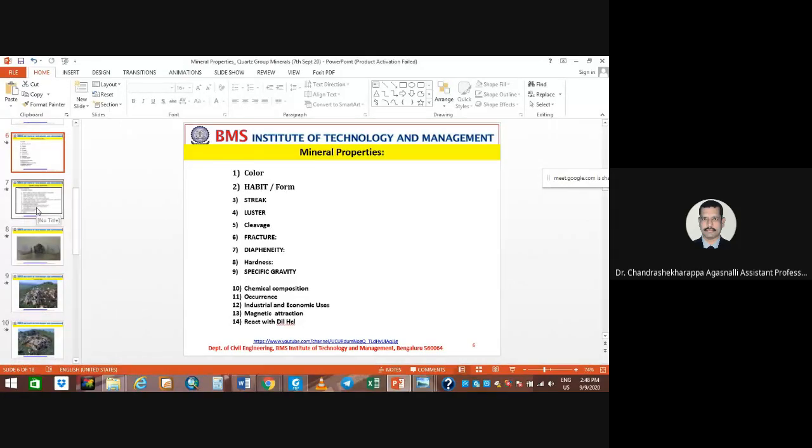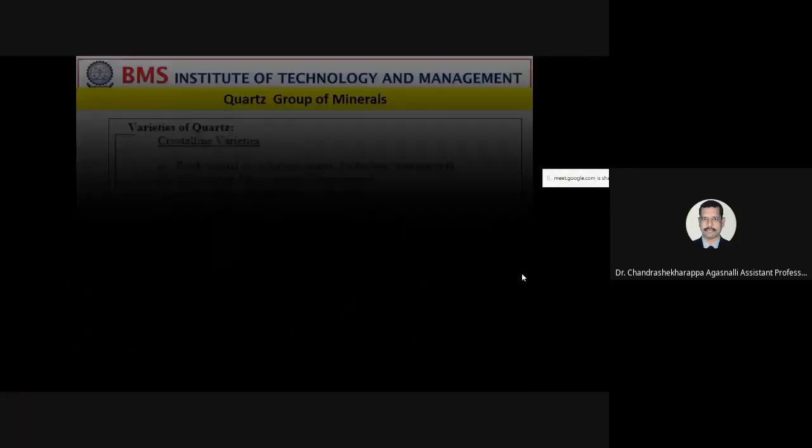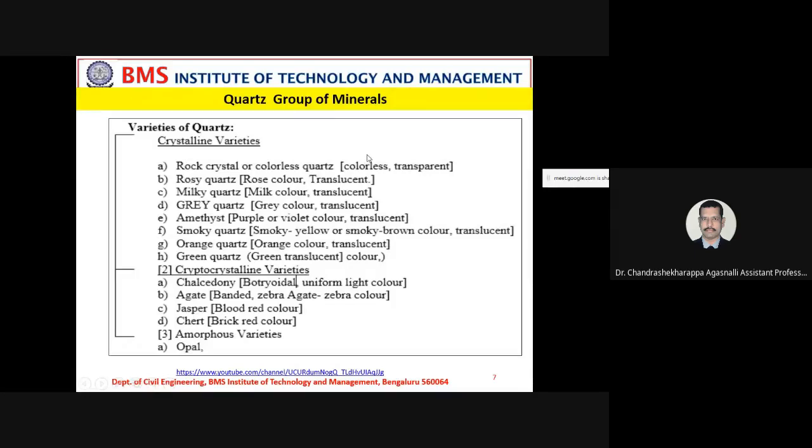Let's start with the first mineral, the quartz group of minerals. There are varieties of quartz you might have seen but may not have identified as silica. Here you can see rock crystal, which is colorless, completely transparent, and white. Here is rosy quartz, called that because of its rose color. It is translucent, meaning it only partially transmits light, not 100%.